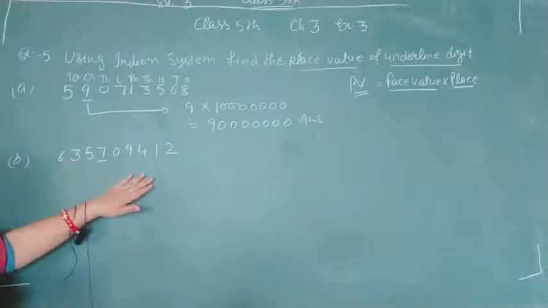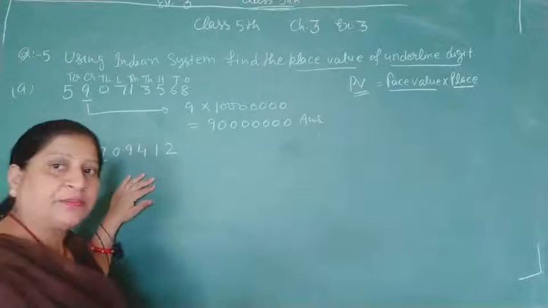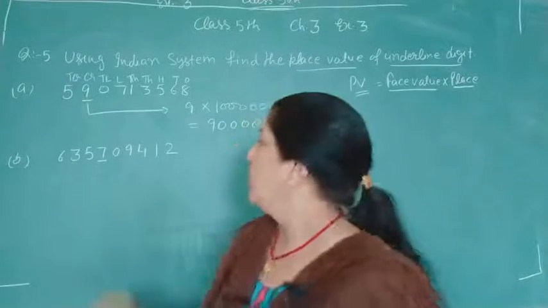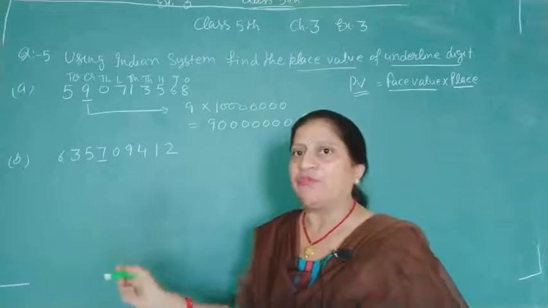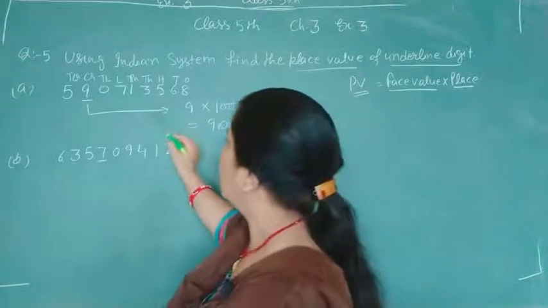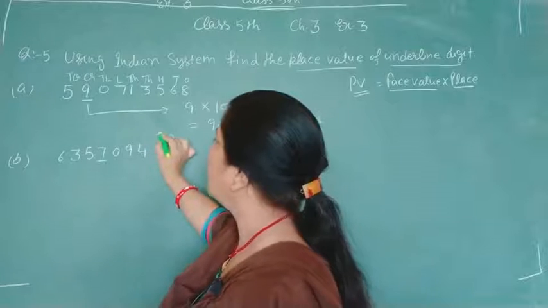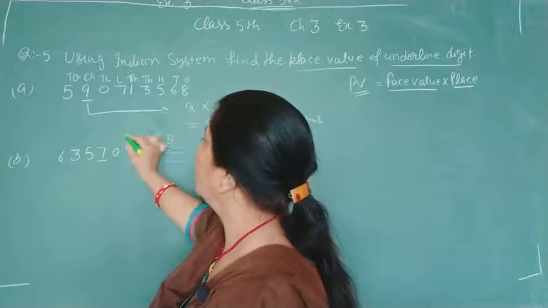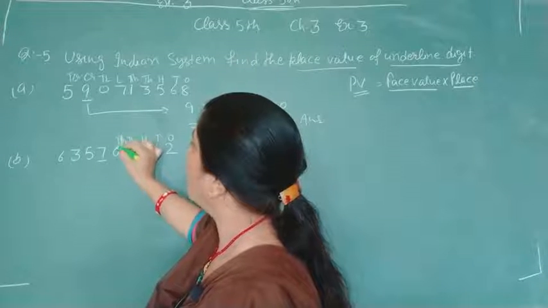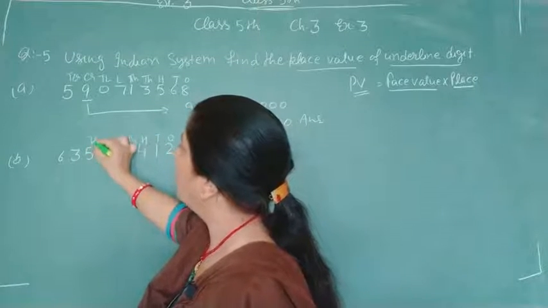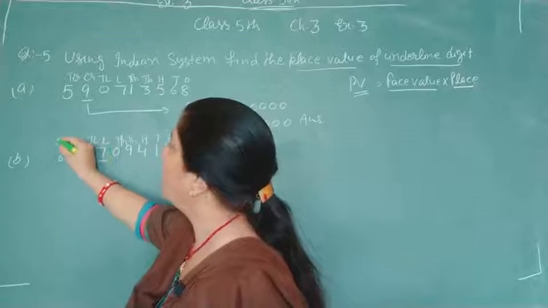Now the statement is this, and in this statement you have to find the place value of this 7. Again we follow the same process. First we write the places: ones, tens, 100, 1000, 10,000, then lakh, 10 lakh and crore and 10 crore.